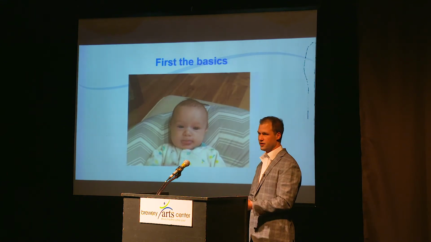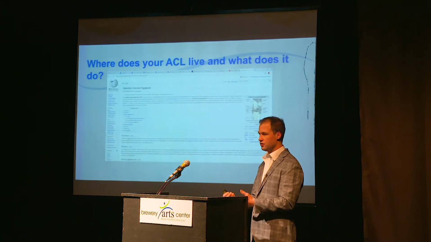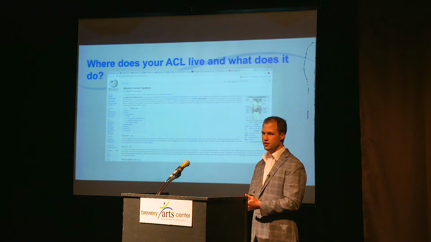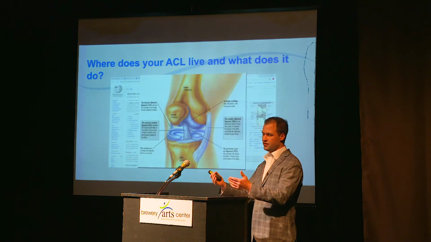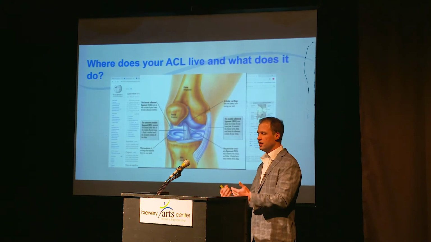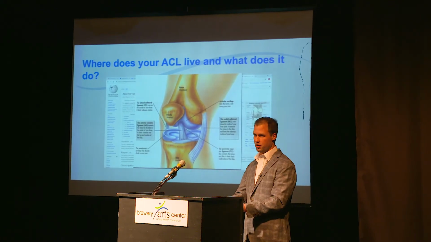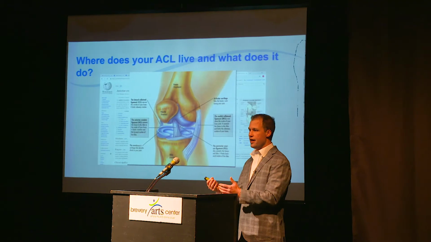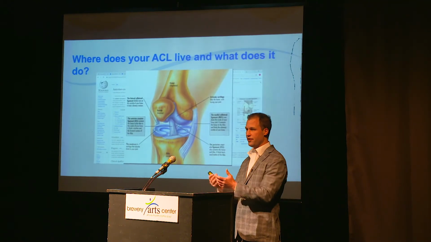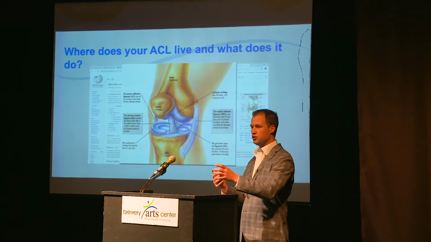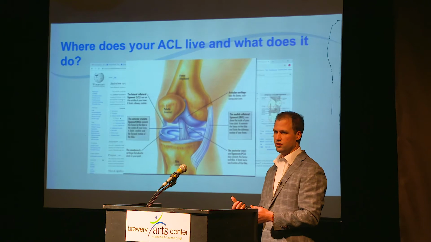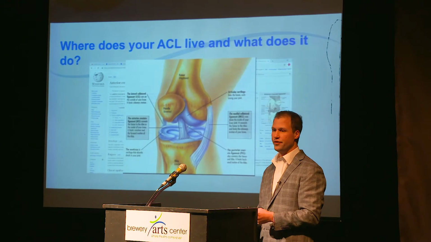So first things first, the basics of your ACL. So the anatomy of the knee. Where does your ACL live and what does it do? Your ACL lives inside the knee. It goes from the back of the femur, which is your thigh bone, to the front of the tibia, which is your leg bone. It connects the thigh to the leg. And classic thinking was the ACL keeps your tibia from going forward. It keeps front to back motion of your knee fairly stable. And that's how they used to fix it once upon a time, to keep your knee from going forward.